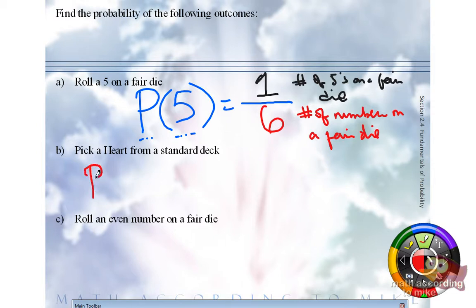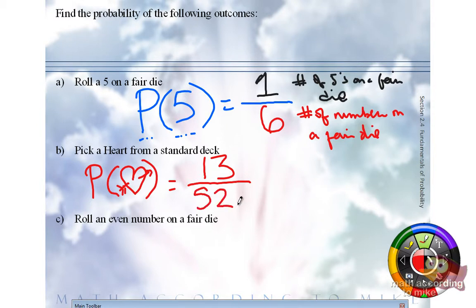Probability of picking a heart. We'll stick with the red. So you can write H, you can write the word heart, you can draw a heart. Okay. The numerator is going to represent what? The number of hearts. How many hearts are there in a deck? 13. The denominator is going to represent what? The number of cards in the deck. How many cards are there in the deck? 52. 13 over 52 reduces down to 1/4.